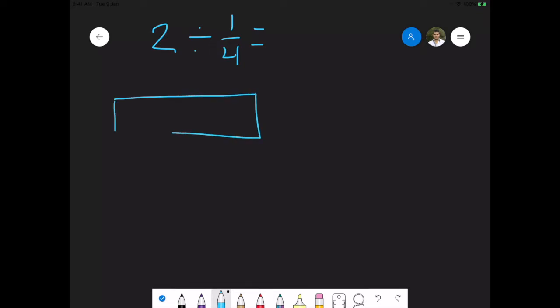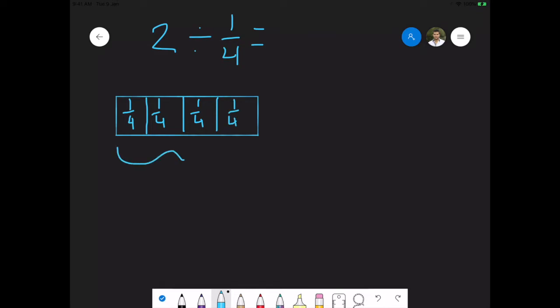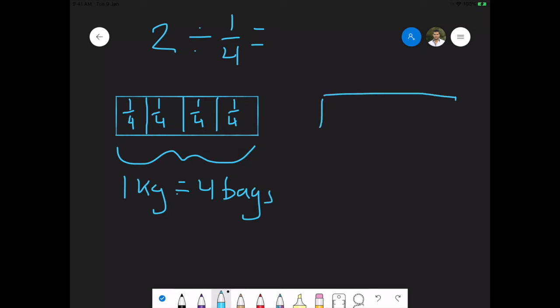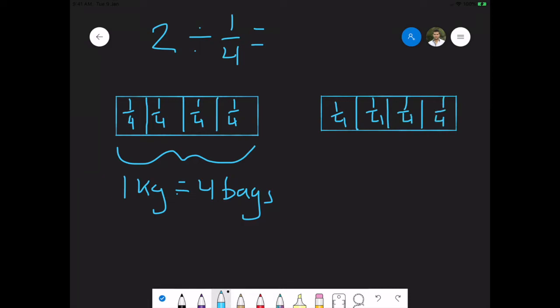I will start with 1 whole, 1 kilogram. How many quarters in a whole? 4 of them. 1, 2, 3, 4. 1 quarter, 1 quarter, 1 quarter, 1 quarter. So 1 whole or 1 kilogram requires 4 bags. But she bought 2 kilograms. All right, 1, 2, 3, 4. Same situation in the second kilogram as well.